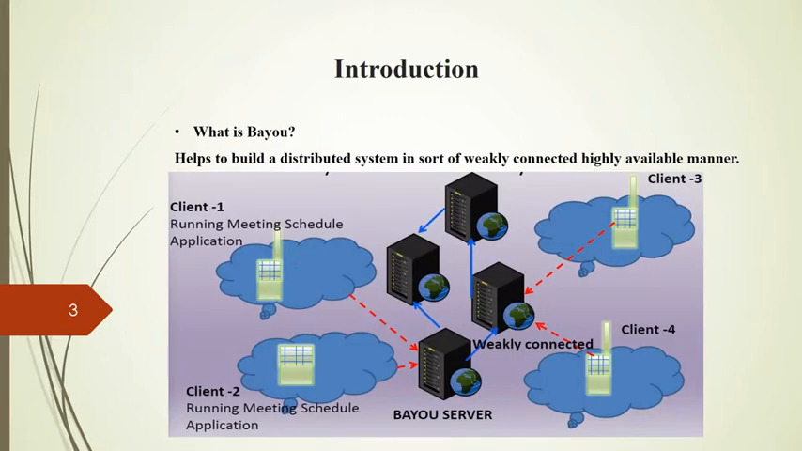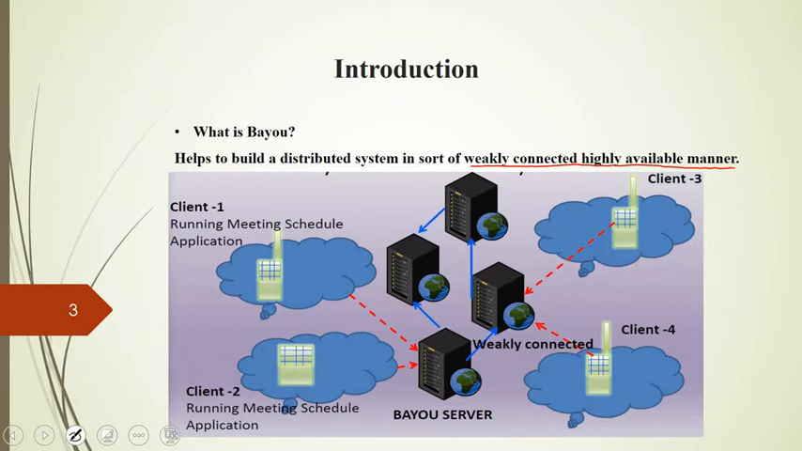So, coming to the introduction, what is Bayou? Bayou is a cool distributed system. It's mainly used to help build a distributed system in a weakly connected, highly available manner. This paper mainly teaches some fundamental lessons on how we should build a distributed system in a weakly connected, highly available manner.